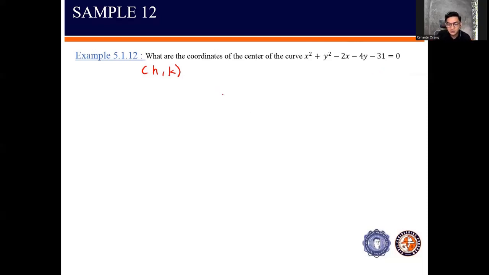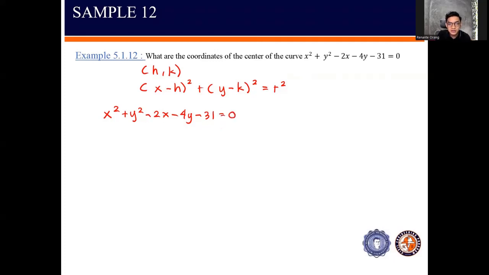Take note, let us first write our standard equation. That is x minus h squared plus y minus k squared is equivalent to r squared. We will be using completing the square. Let us first write our general equation: x squared plus y squared minus 2x minus 4y minus 31 is equivalent to 0.